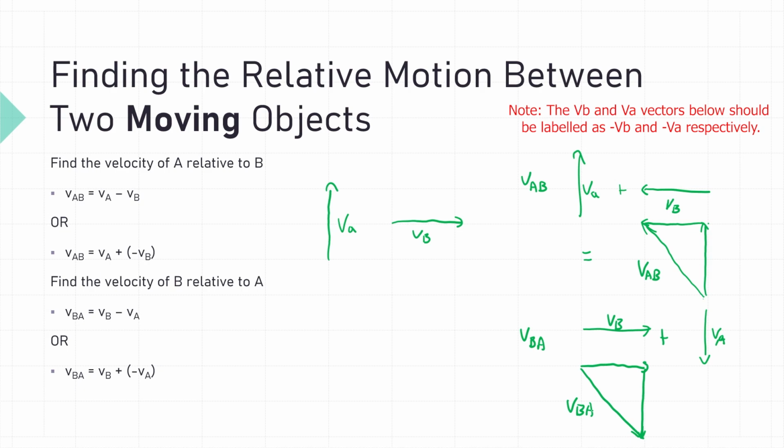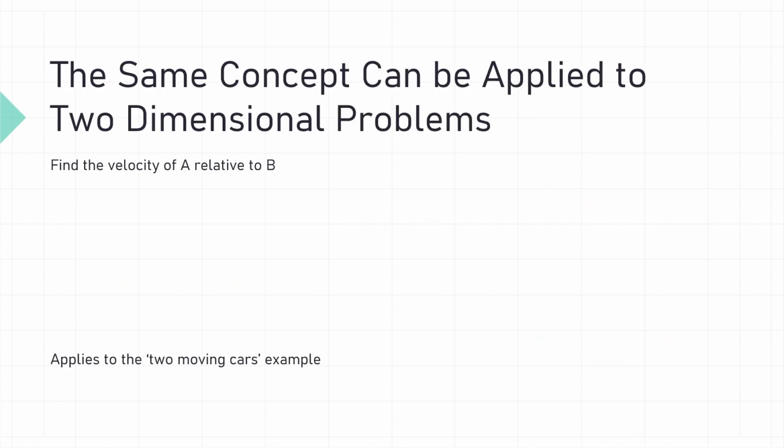We have V_AB going in a roughly northwest direction and V_BA going in a roughly southeast direction. So the bearings should be essentially a 180 flip on each other, and the size of that vector should also be the same. Hopefully we can appreciate that just simply by thinking about our Pythagoras concept. So effectively in the previous slide, I've just demonstrated that this concept can be applied to any set of two-dimensional problems. Specifically, if we're making some syllabus links, the two moving cars example in dot point 5 is where we start looking at examining the relative velocities of two moving objects.